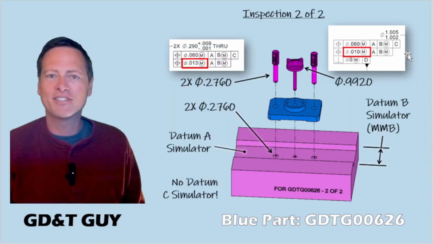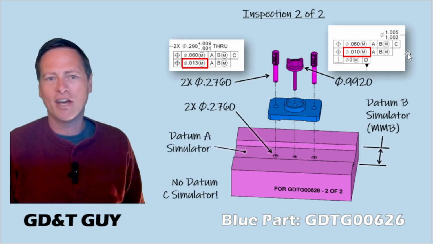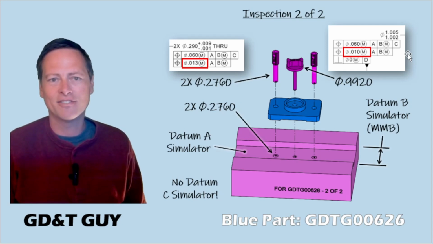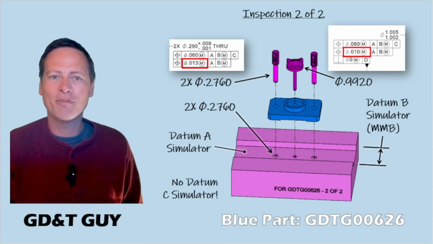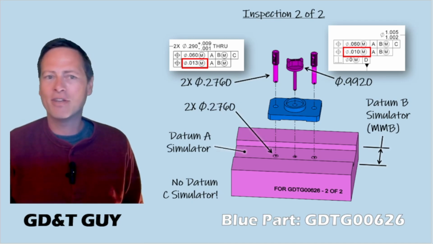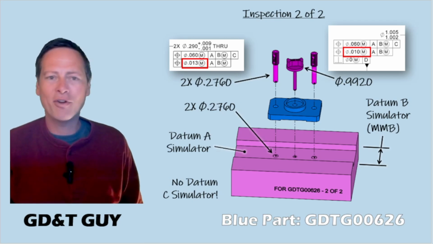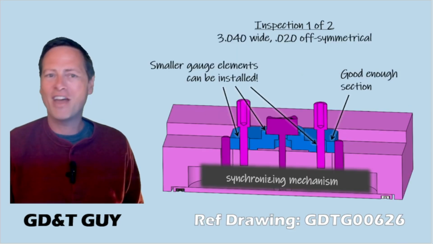All right, but then in the second stage of the inspection, there is no datum C simulator, and I have the larger size gauge elements to account for the smaller 13 thousandths and 10 thousandths tolerance. Now this gauge is looking really familiar from before. This is what I've been saying all along is the simple gauge that would address a lot of what I'm looking for when it comes to the functional requirements of this part, without all the fuss. But more on that later.